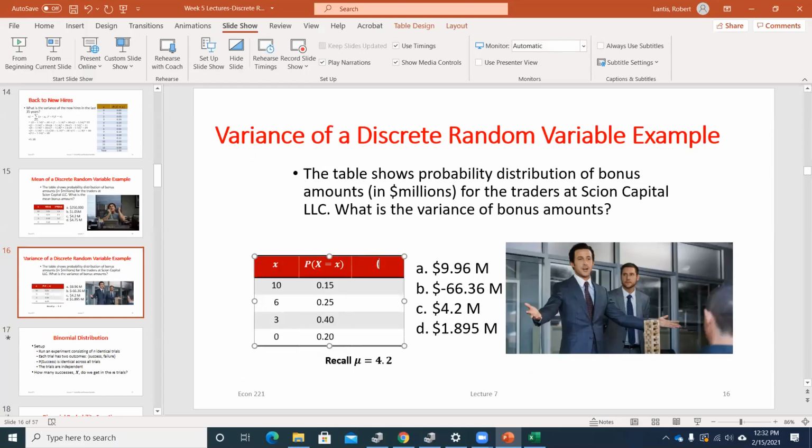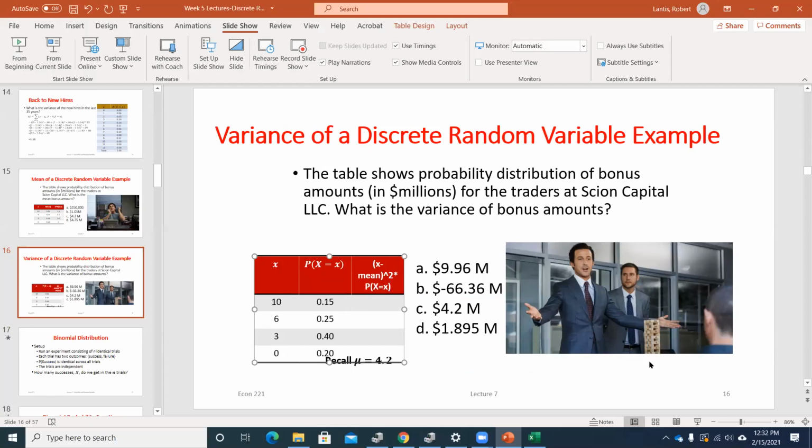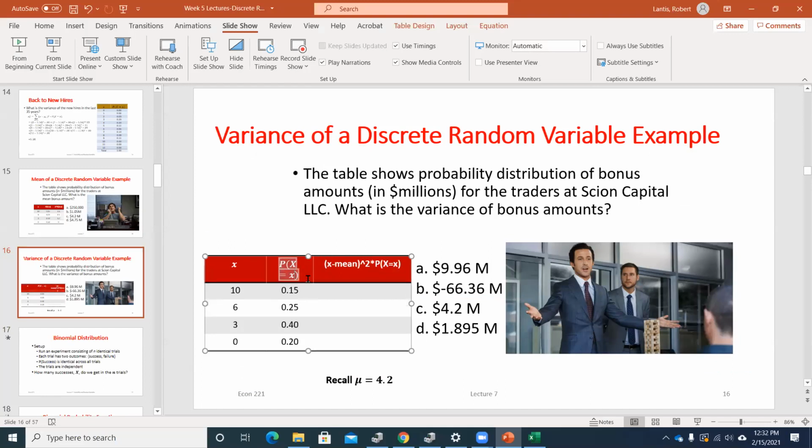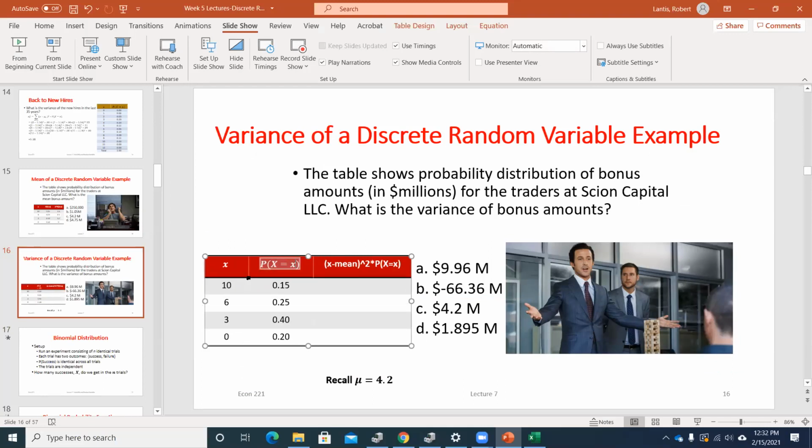So we'll go through, take the outcome, subtract the mean, square it, and then multiply it by the probability it occurs. Let me make this a little bit wider, so hopefully we can get this all on, not quite on one line. Make this smaller. There we go. Perfect. So we'll take that value of 10, that first outcome, subtract the mean, which was 4.2, square that value, and then multiply it by the probability we saw that 10 occur.